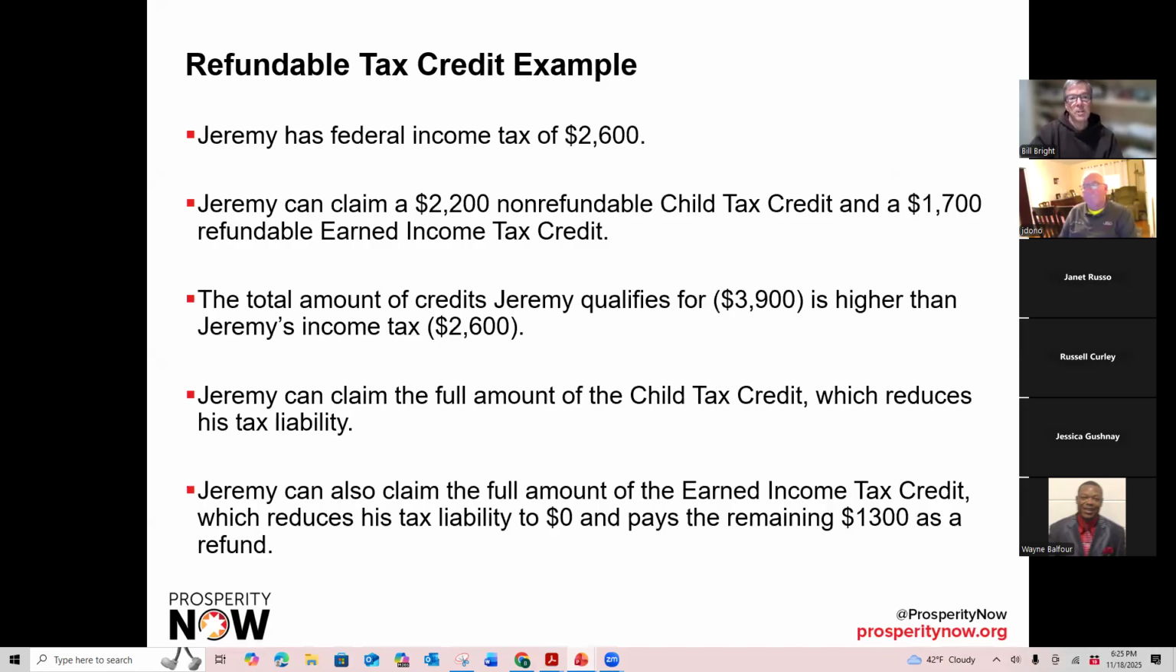So here's an example. Jeremy has federal income tax of $2,600. He can claim the $2,200 non-refundable child tax credit and the $1,700 refundable earned income tax credit. The total amount of credits, 3,900, is higher than his income tax. He gets the difference, reduces the tax, and he gets the balance as a refund.